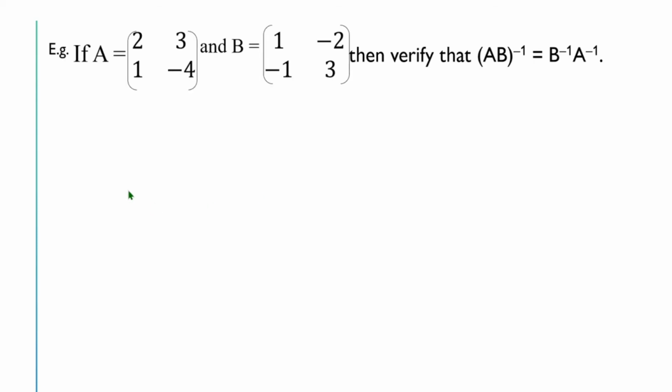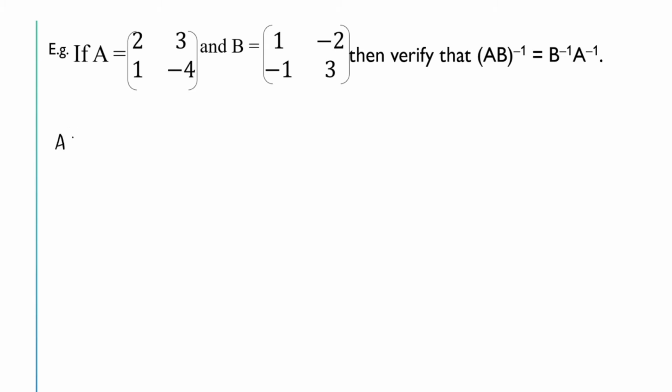Now we'll see an example problem. If A is equal to the matrix 2, 3, 1, minus 4 and B equal to the matrix 1, minus 2, minus 1, 3, then verify that AB the whole inverse equal to B inverse into A inverse. So we have to prove that AB the whole inverse equal to B inverse into A inverse when A is this given matrix and B is this given matrix.